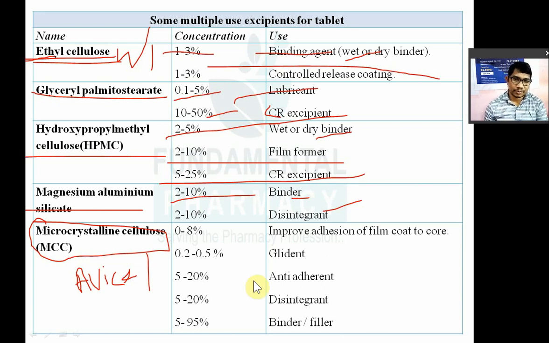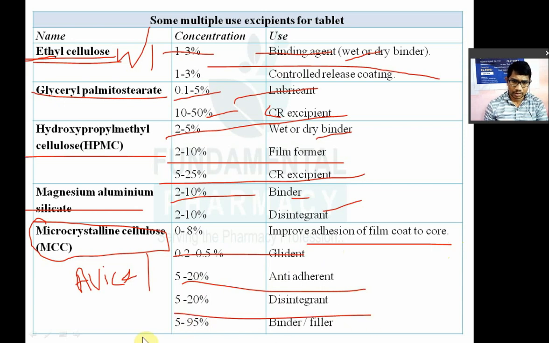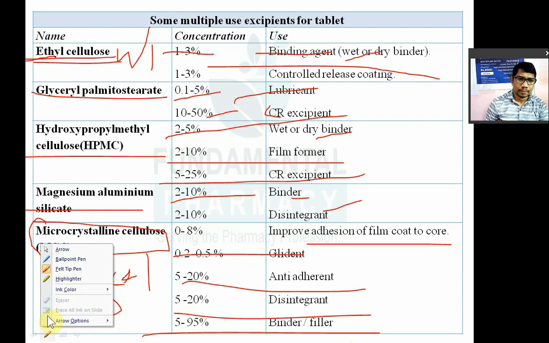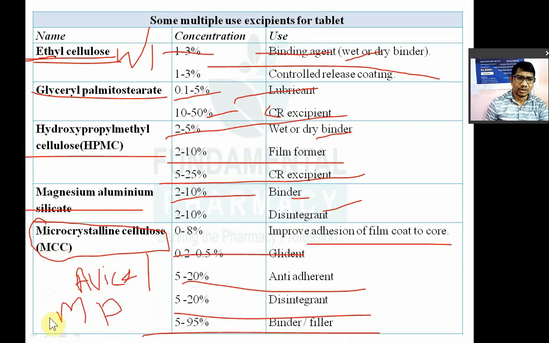Microcrystalline cellulose at 0 to 8% is used to improve the adhesion of film to the core. At 0.2 to 0.5%, it is a glidant. At 5 to 20%, it is an anti-adherent. At 5 to 20%, a disintegrant, and again at 5 to 25%, a binder and filler. So it is a multi-purpose diluent, a multi-purpose tablet excipient: microcrystalline cellulose. Are you getting my voice properly?